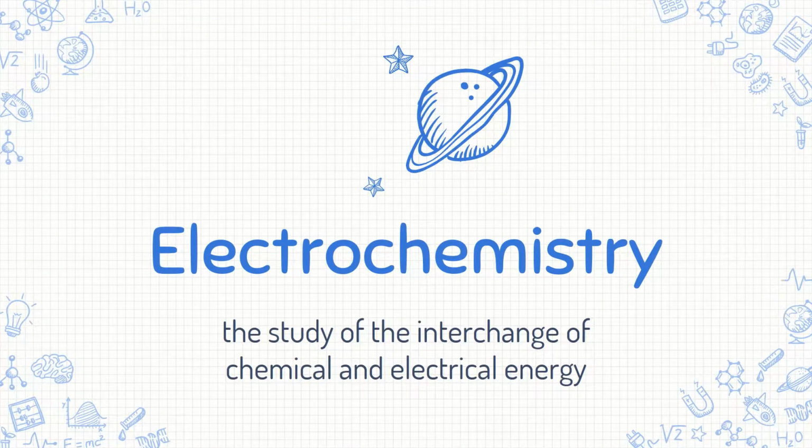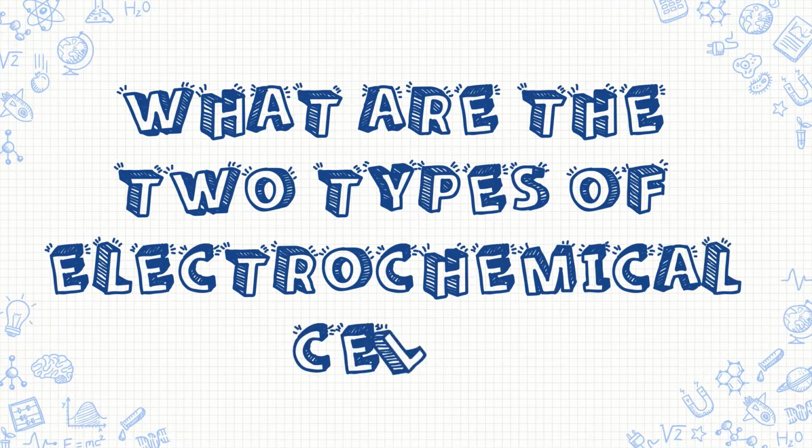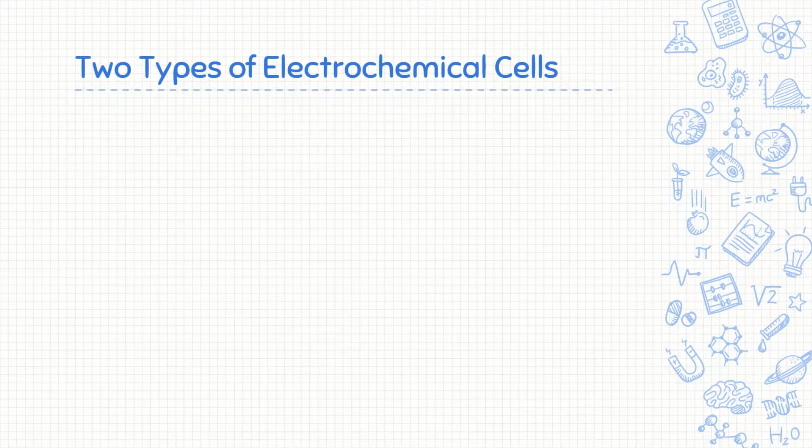Electrochemistry is best defined as the study of the interchange of chemical and electrical energy. It is primarily concerned with two processes that involve oxidation-reduction reactions: the generation of an electric current from a spontaneous chemical reaction, and the opposite process, the use of current to produce chemical change. There are two types of electrochemical cells, namely the galvanic or voltaic cell and the electrolytic cell.